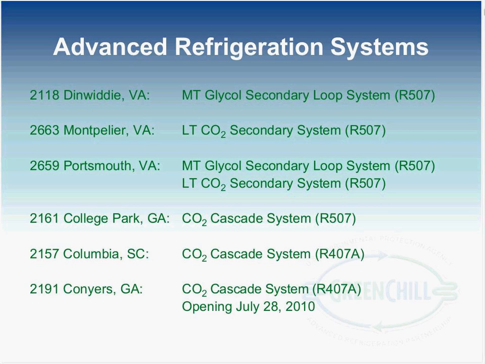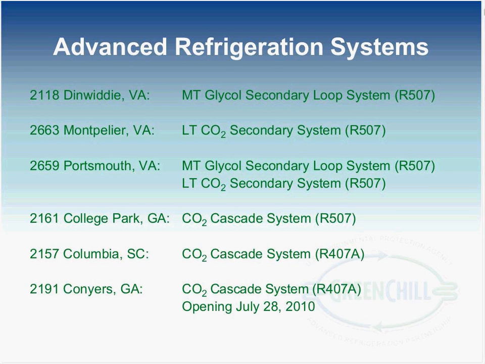We started with a store in Dinwiddie, Virginia, where we did a medium temp glycol secondary loop, and our primary side was R507. We followed, I believe, the year after with another store in Montpelier where we tested the low temp CO2 secondary system. Again, primary system was 507. Later that year, we combined both of those technologies in a store in Portsmouth, Virginia, 2659, where we combined both a glycol medium temp system and a secondary CO2 low temp system.